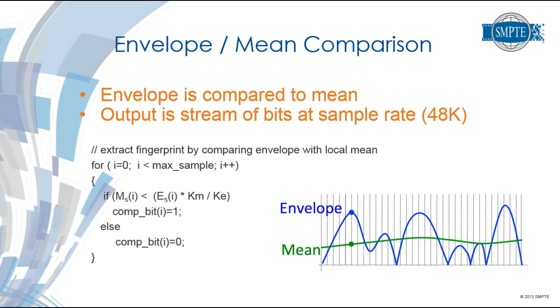And then we compare envelope to mean on a sample-by-sample basis. And there's an example of what the envelope to mean may look like at an instant in time. It's unipolar. I mentioned we do an absolute value on it, but that's kind of neither here nor there, really. And what we end up with from this comparison is an output of bits at the sample rate. This is the 1 bit per sample we derive. So with 48 kilobits per second, we're going to generate these bits that tell us whether the envelope is climbing above or is falling below the mean.